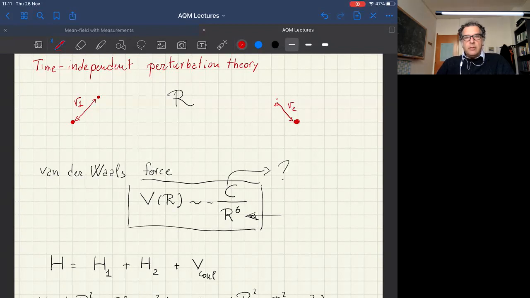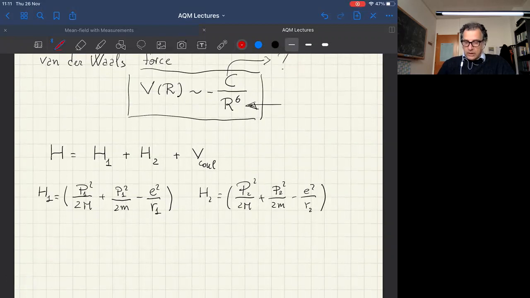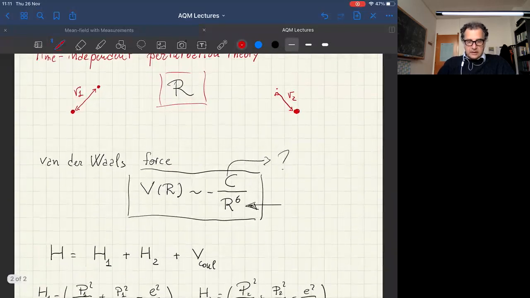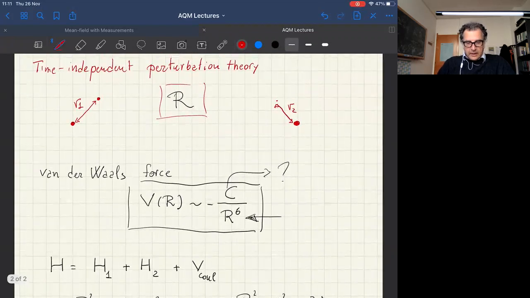Now just keep in mind that in this problem I should specify what this r is. I'll do it in a second. The only thing I want to tell you is that small r1 and r2 are the distances between the electrons and the protons in each of the two atoms.